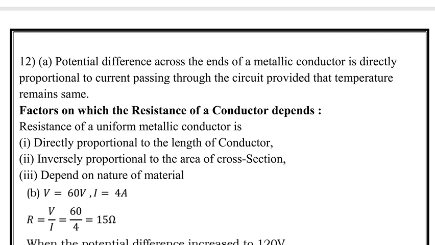In that, question number 12, option A question: the potential difference across the ends of a metallic conductor is directly proportional to the current passing through the circuit, provided that the temperature remains the same. Factors on which the resistance of a conductor depends: the resistance of a uniform metallic conductor is directly proportional to the length of the conductor, inversely proportional to the area of cross section, and depends on the nature of the material.